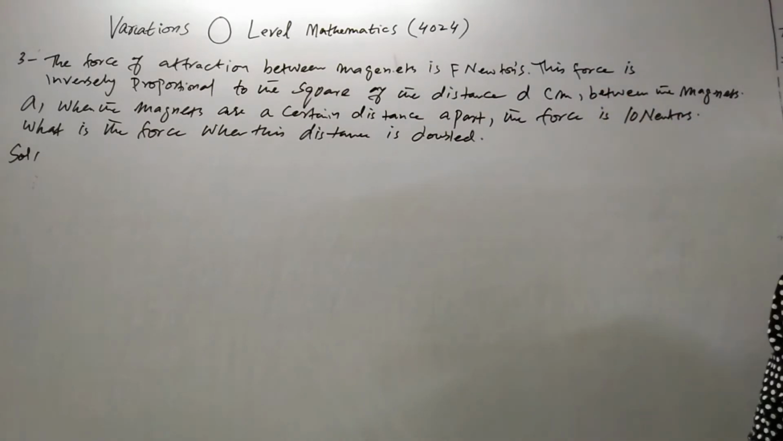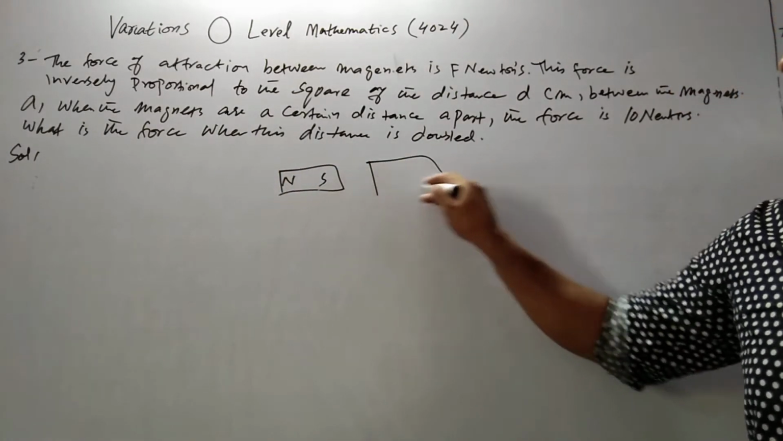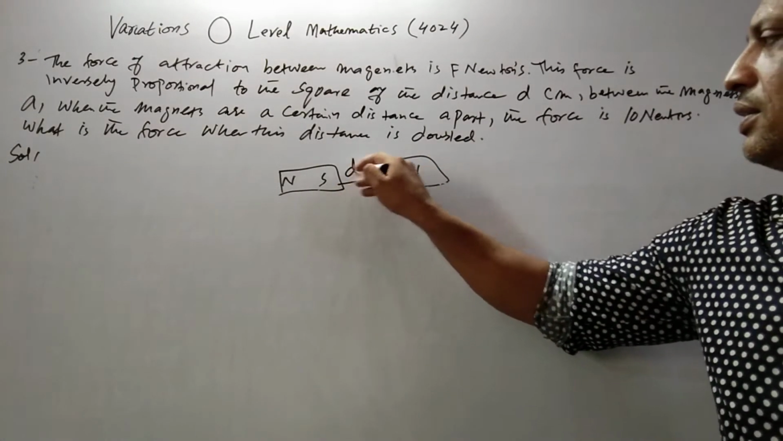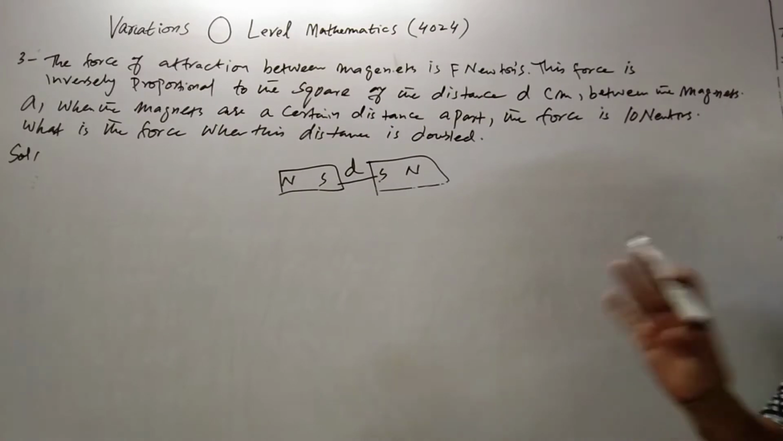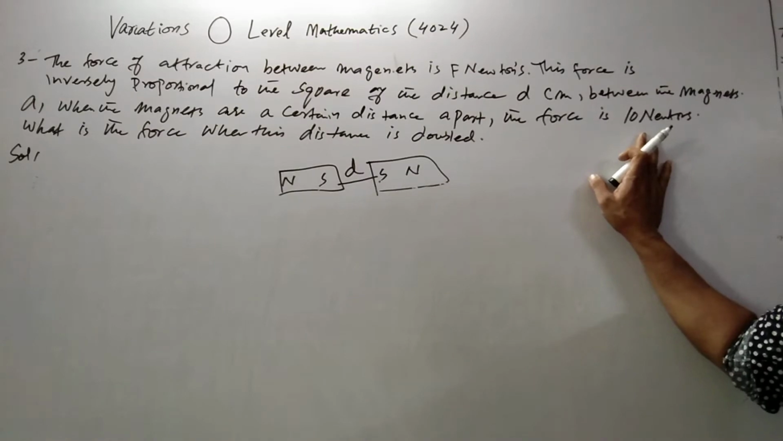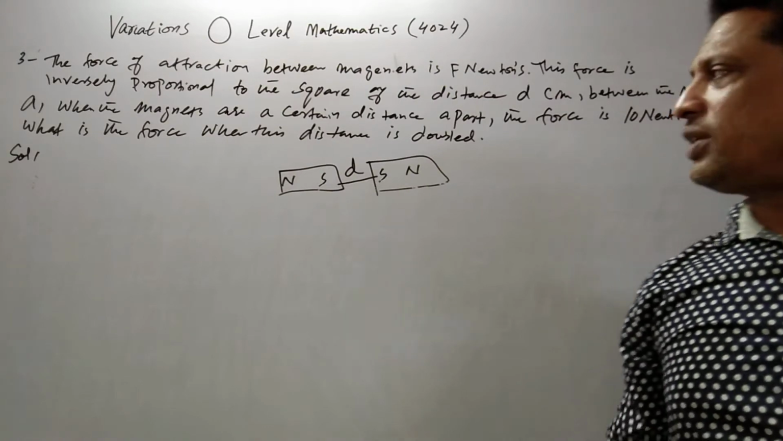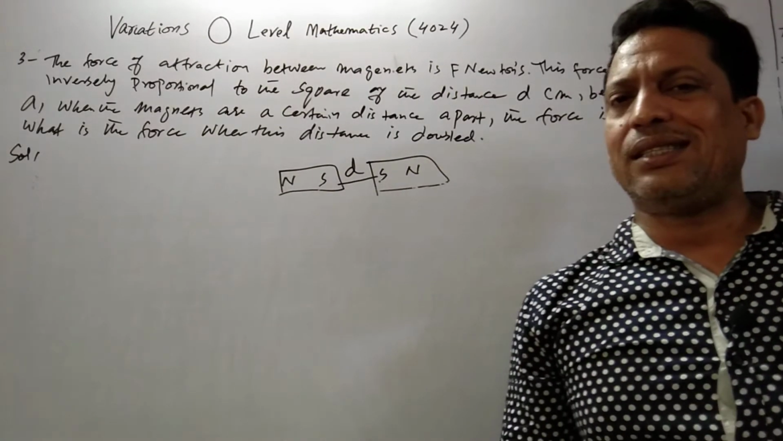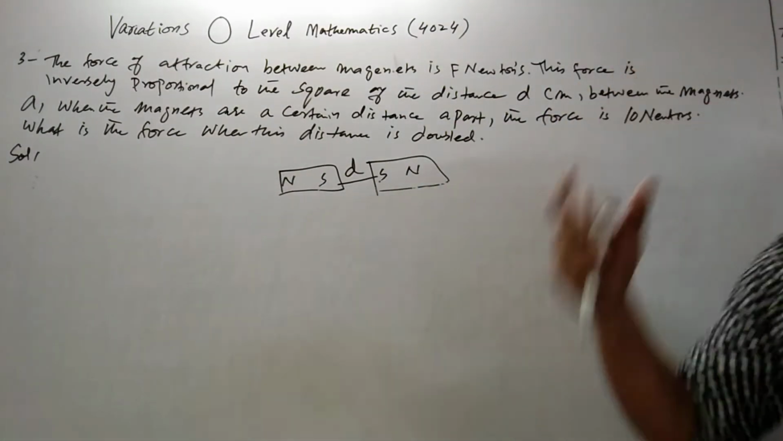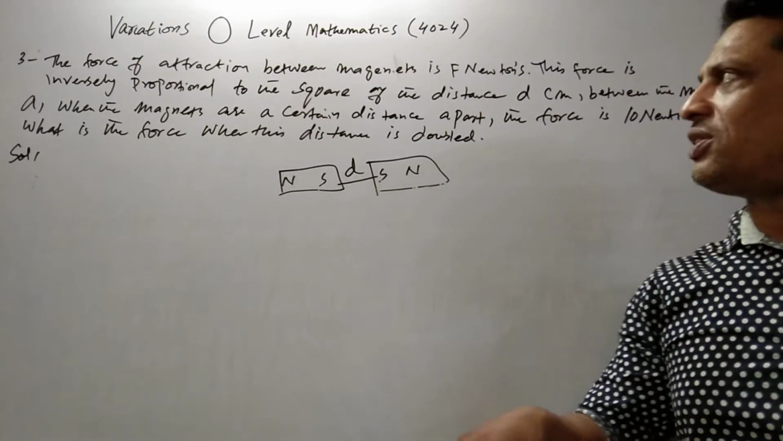Now, the first part says when the magnets are a certain distance apart, the force is 10 newtons. Certain distance means, for example, we have two magnets, one north-south, one south-north. If they are d distance apart, for example, the force of attraction is 10 newtons. If we double the distance, so double means we are increasing the distance. So if we increase the distance, the force of 10 newtons should decrease. Understand? But at what rate does the force decrease?